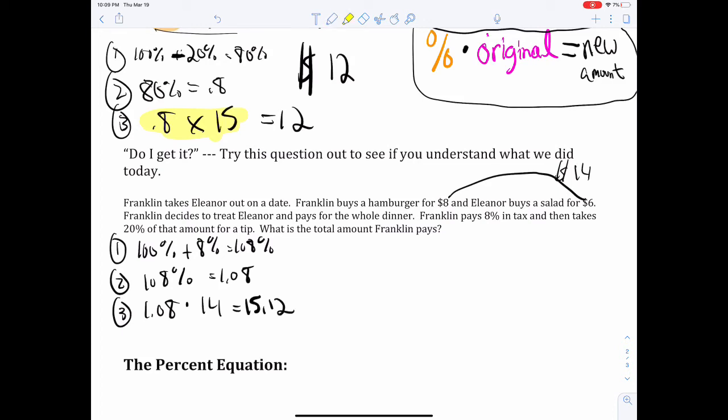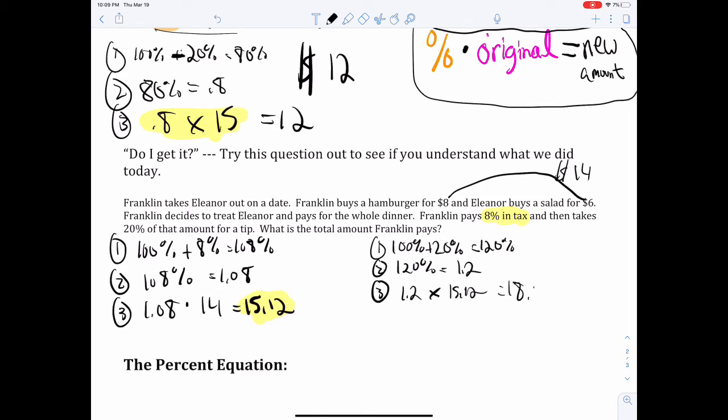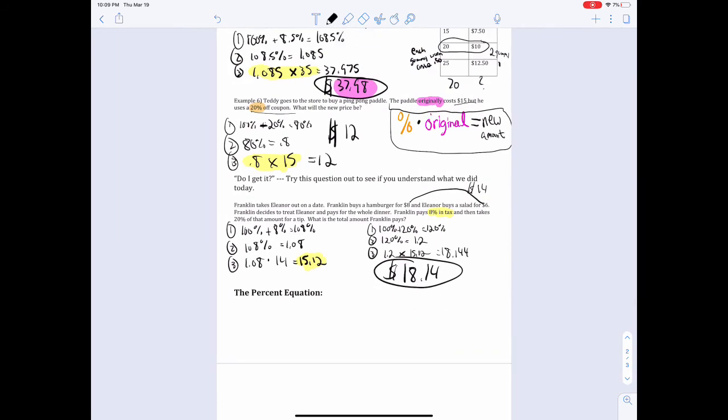He's still not in the clear because that was just for the tax. He's still gonna have to take a tip off that yellow amount right there. So we're gonna do 100% plus 20% because it's a tip and that's increasing. It's 120%. 120% written as a decimal is 1.2. And then we can do 1.2 times 15.12 to give us the final amount that Franklin will have to pay, which is 18.144. Did you get 18.14? If you did, you got the answer correct. Great job. There you go.